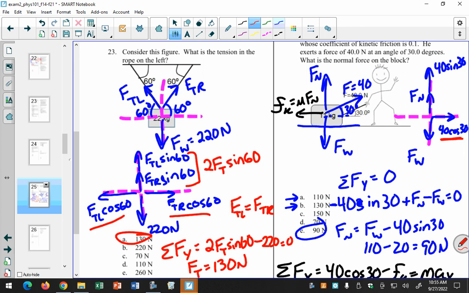Okay. So same procedure that we did where we label all of our forces, we resolve our forces into the x and y components, and then we apply Newton's second law. But on this problem in particular, we needed to recognize that those two tensions were the same. Not going to give you one with different angles.